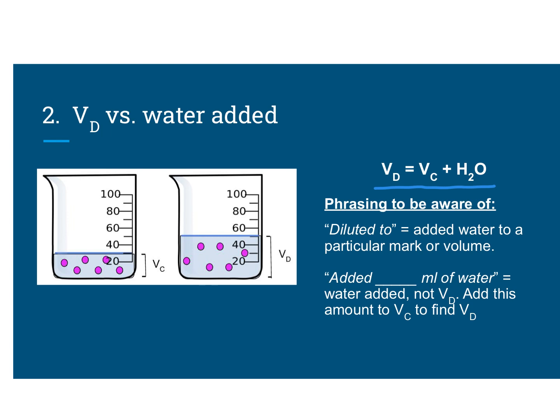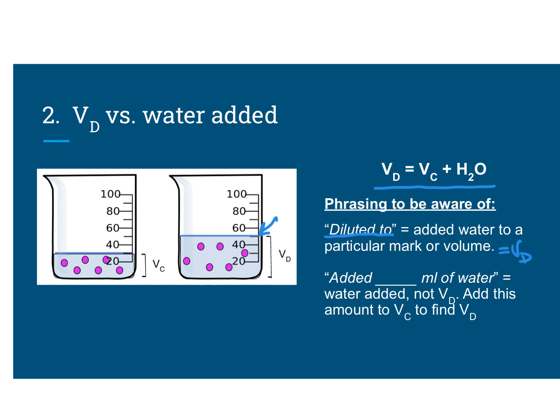So you need to be aware of some phrasing. When you see the phrase diluted to, that means you added water to a particular mark or volume, and that will be VD. That will be the diluted solution. So like on the beaker on the left, if I say I added water to the 50 milliliter mark, that means VD is 50 milliliters.